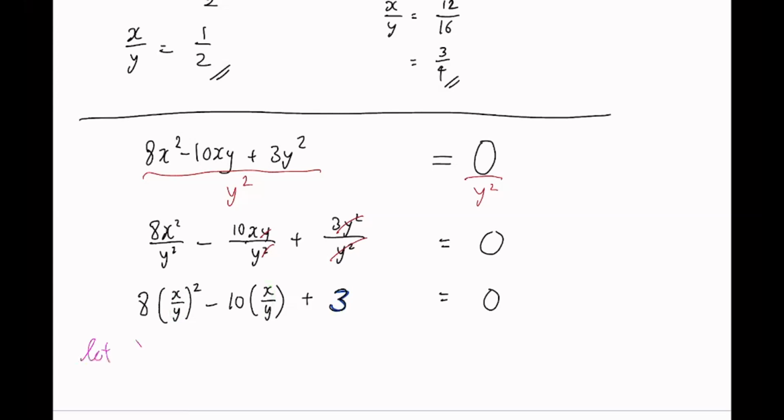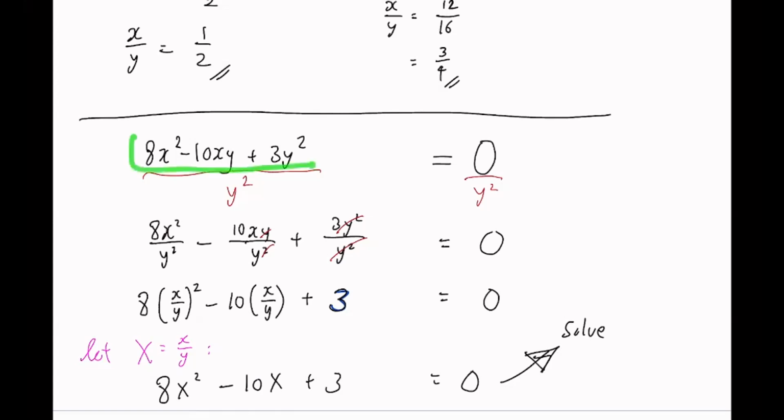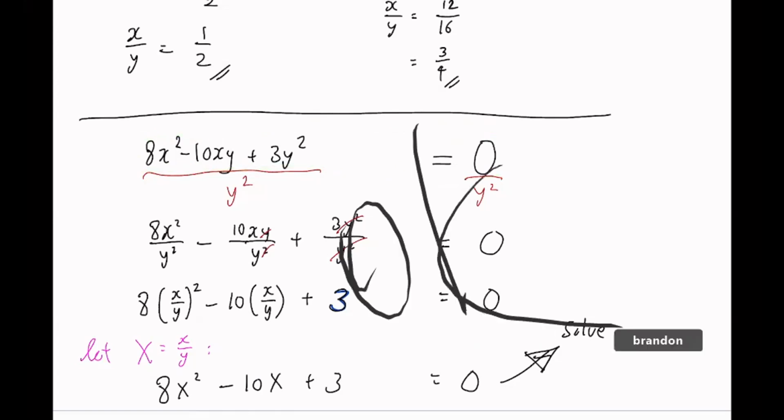Then you get 8x squared minus 10x plus 3 equals 0. Then you can just solve using the quadratic formula or whatever other method. Okay? Just something interesting to share. Sometimes you will have hidden quadratic equations in this format. Yeah, that's just an extra question.